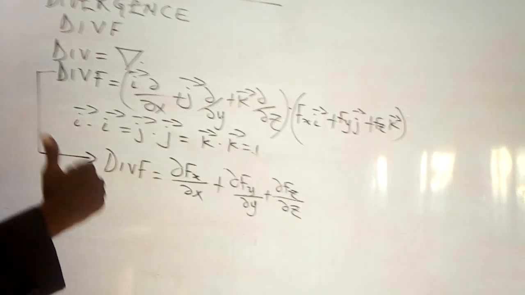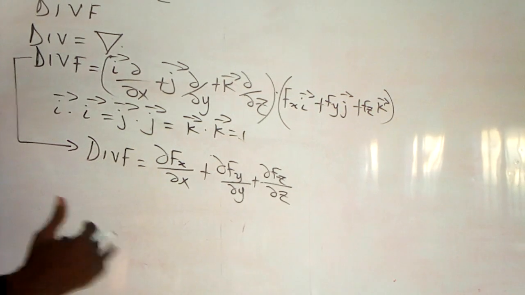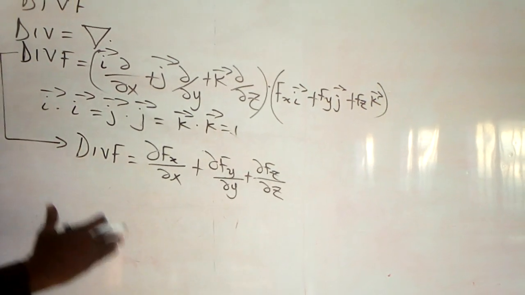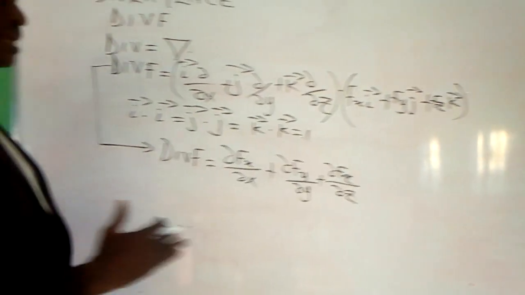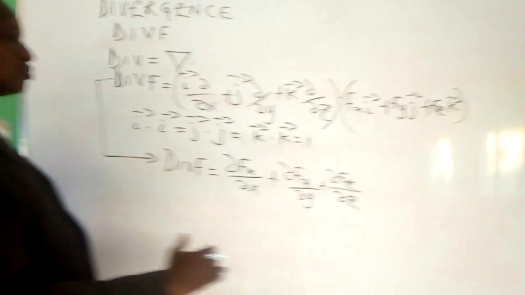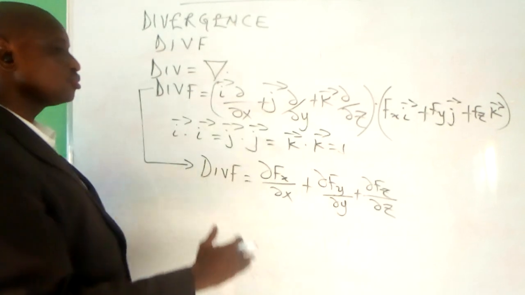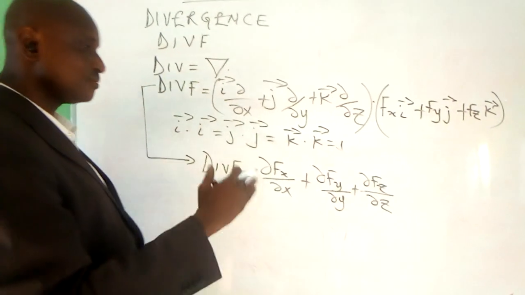Take note, the gradient operator, grad F or grad phi, usually has a vectorial connotation. At the end of the answer, it has a vector. But the divergence has no vector. So that is why divergence functions are usually scalar field functions.